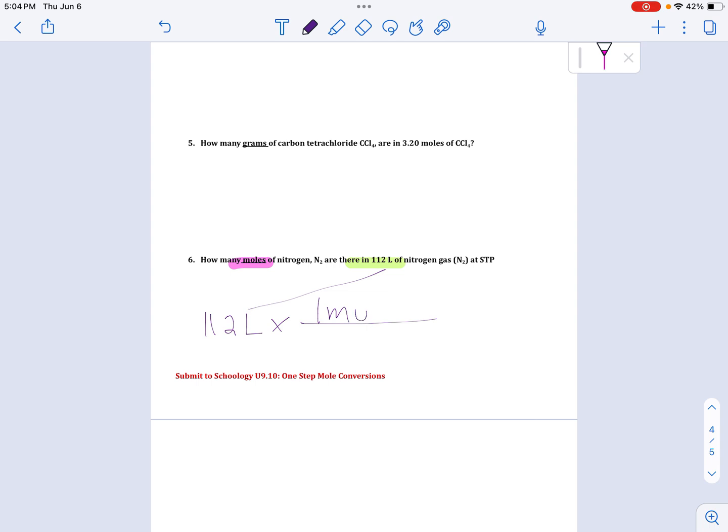1 mole, because 1 mole is equal to 22.4 liters. And now we multiply the top, 112 times 1, and we divide by the bottom. So 112 times 1 divided by 22.4. This turned out to be 5. And the unit now, liters have canceled, the unit is moles. So that unit always comes over here. And that's what they wanted.